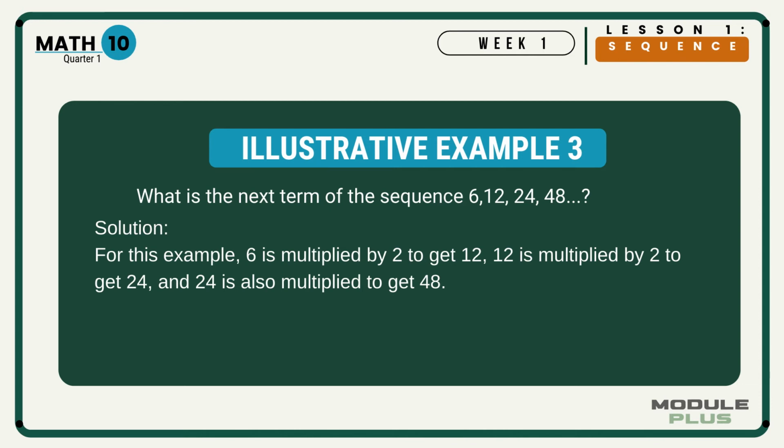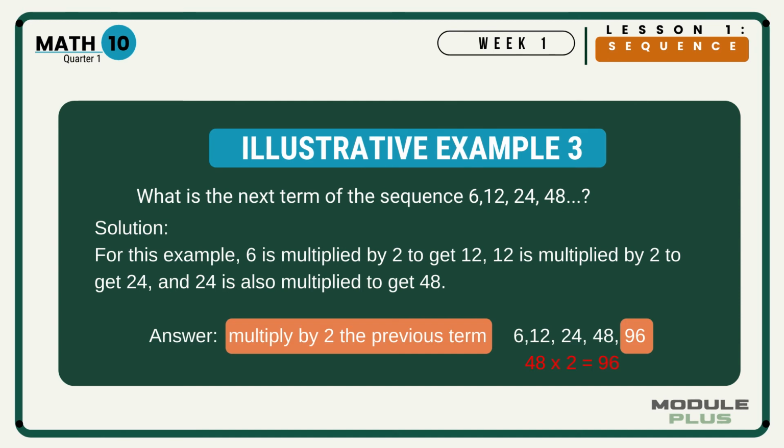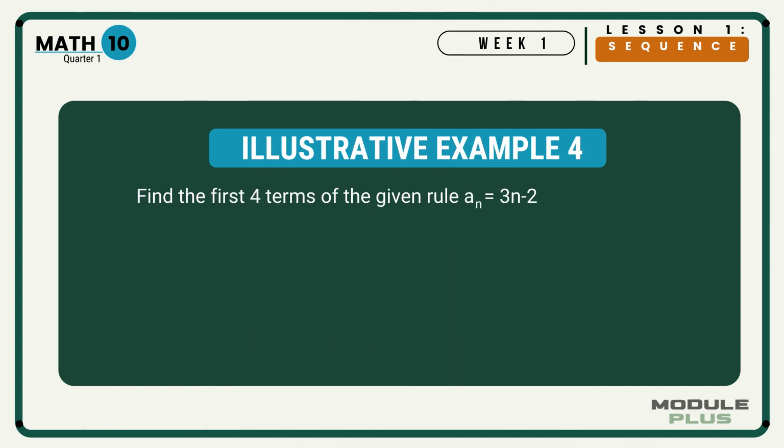Therefore, to get the next term of the sequence, you just have to multiply the 48 by 2, and the answer will be, yes, that's right, it's 96. If you need to get the next term of the sequence again, you just have to multiply again the 96 by 2, and you'll get 192. This is because the rule of the sequence is that we have to multiply the previous term by 2 to get the next term. For you to understand the rule of the sequence, let's proceed to the illustrative example number 4.